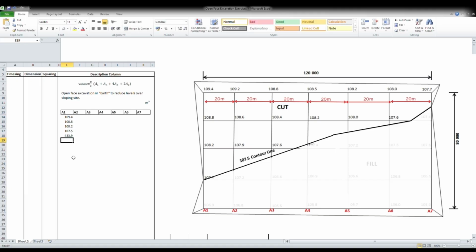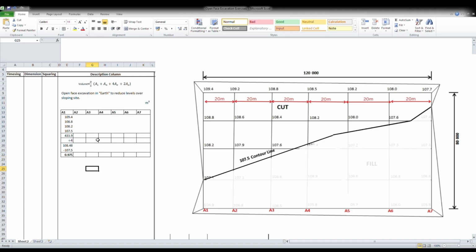The total gives us 433.9. So we're going to divide that by 4 and get the average. 433.9 divided by 4, and that gives us 108.48. And then we're going to deduct our formation level, right, which is 107.5, and that gives us a total of 0.975. So that is the depth at A1.